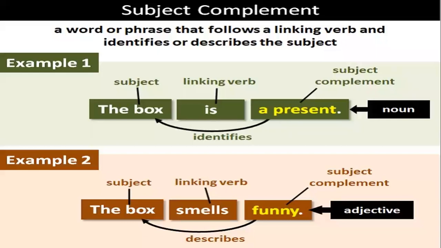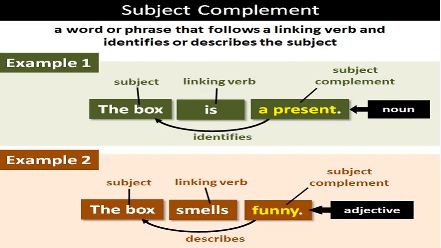Now let's check. A word or a phrase that follows a linking verb and identifies or describes the subject, that is basically what a subject complement is. The box is a present. So the box is the subject, is is the linking verb, and a present, a noun, is the subject complement because it is giving you information regarding the subject. So a present is telling you more about the box.